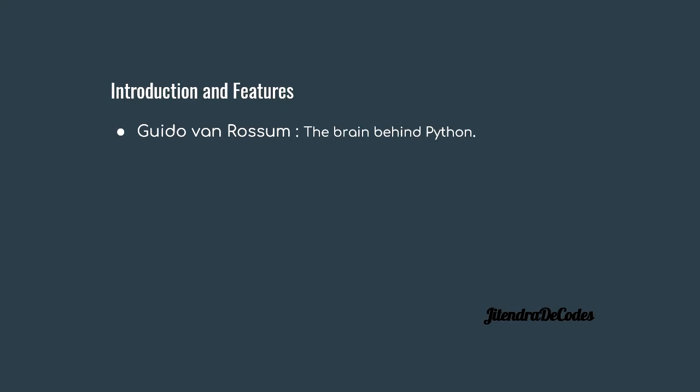1956 born Dutch programmer Guido van Rossum first released Python in 1991. Python emphasizes code readability and uses a clear, expressive syntax that allows programmer to write code in fewer lines compared to other languages. Python is an interpreted language. This means it does not need to be compiled before running.